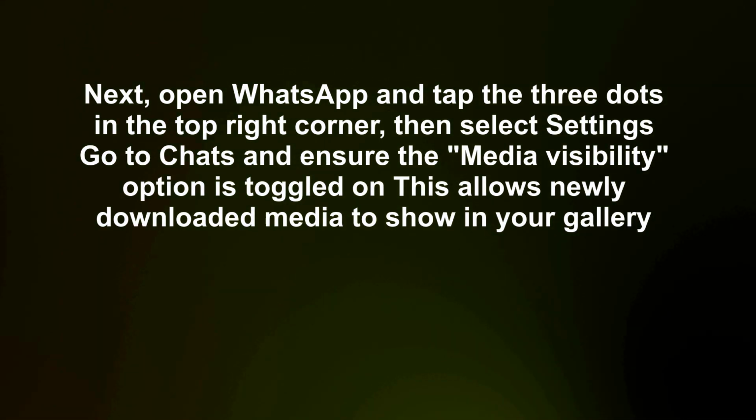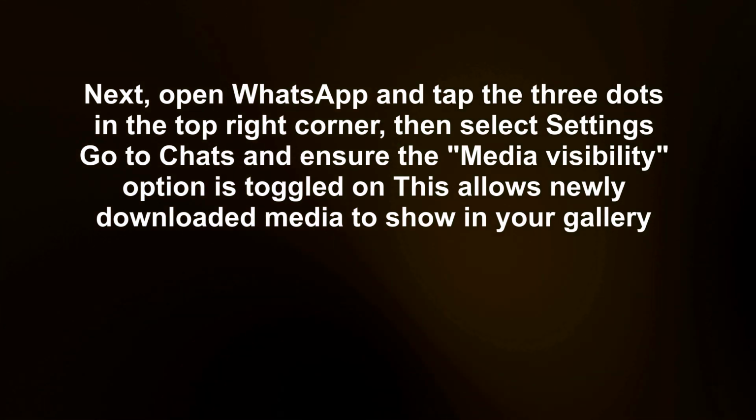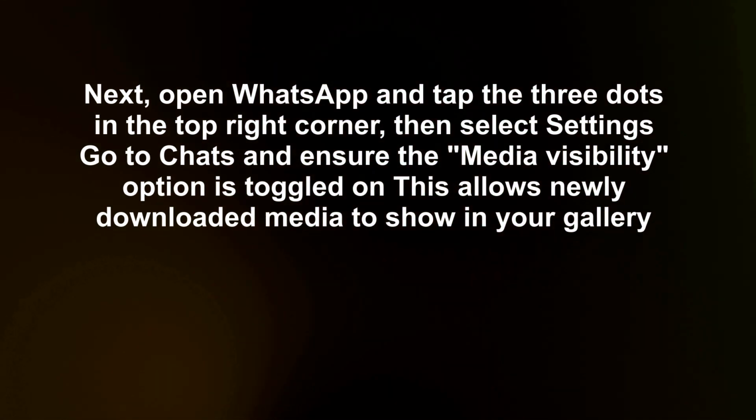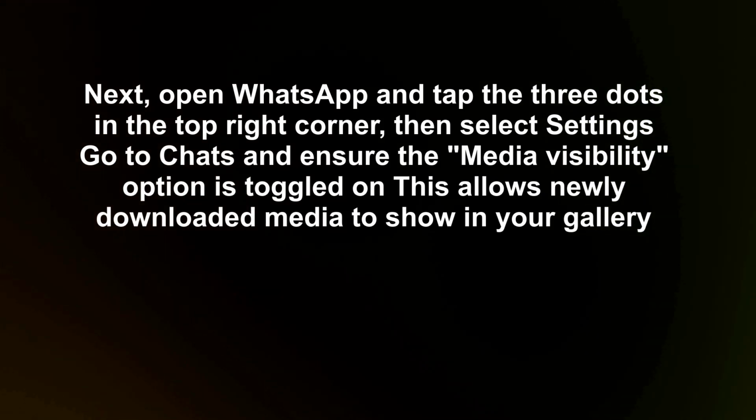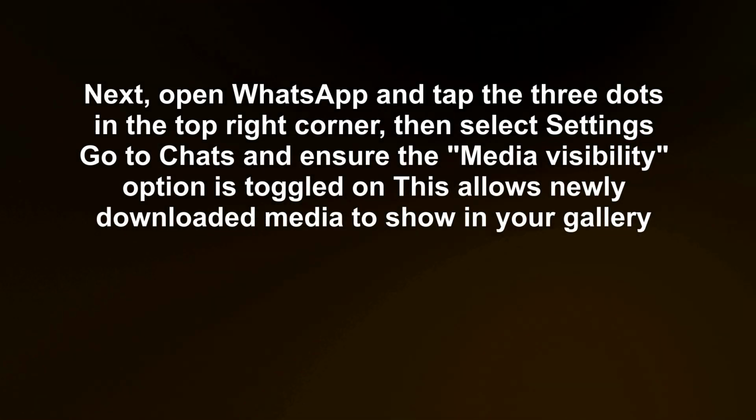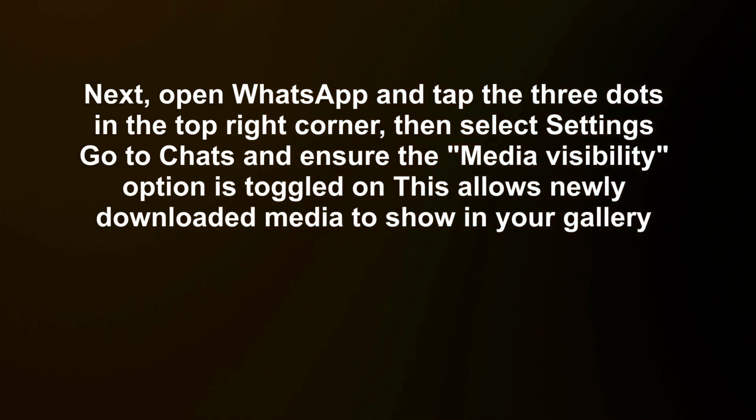Next, open WhatsApp and tap the three dots in the top right corner. Then select Settings, go to Chats and ensure the Media Visibility option is toggled on. This allows newly downloaded media to show in your gallery.